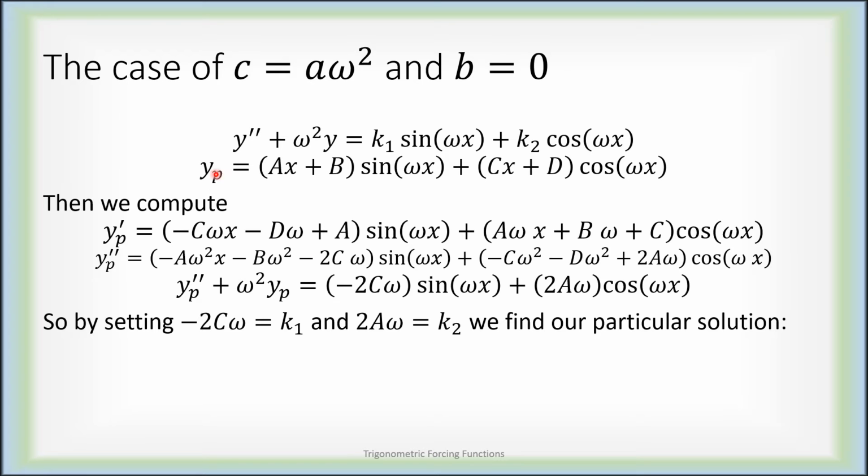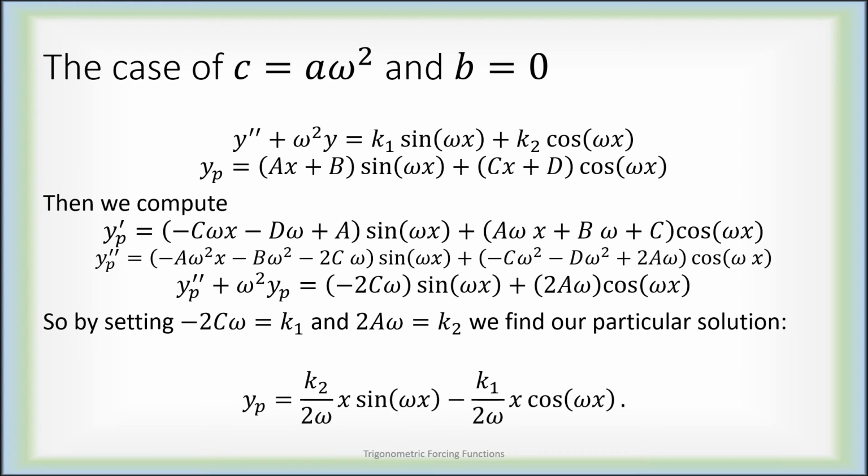Remember the goal here was to let this yp actually solve this differential equation with this forcing function. And since we wanted this to be k1, that's easy enough. And we wanted this to be k2, also easy enough. So we simply have to let y sub p be k2 over 2 omega times x sine omega x minus k1 over 2 omega times x cosine omega x. So our intuition was essentially correct. When our forcing function belongs to the set of solutions to the homogeneous equation, we get around that by throwing an x in front of the sine and also an x in front of the cosine.